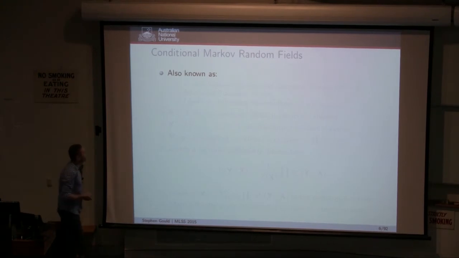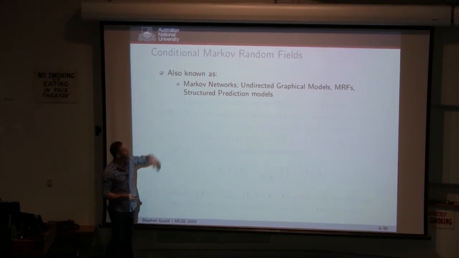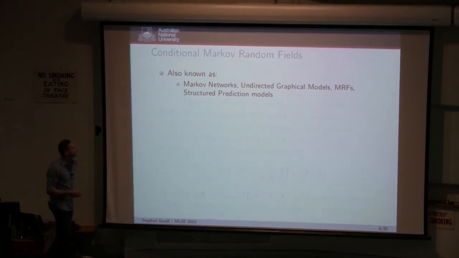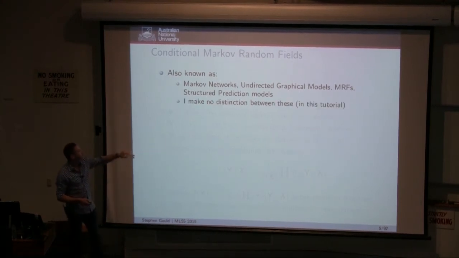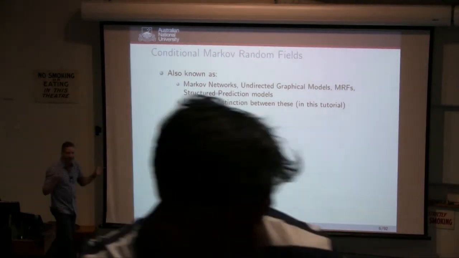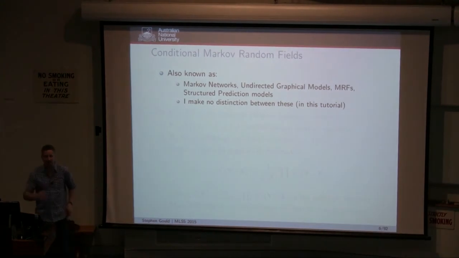All right, so a little bit more detail about what these models are. Structured models are sometimes called Markov random fields, undirected graphical models, Markov networks, conditional random fields, structured prediction models. I'm not going to make any distinction between them, right? Some people get very hung up if you call a CRF an MRF for some reason. They're all basically the same thing, okay?